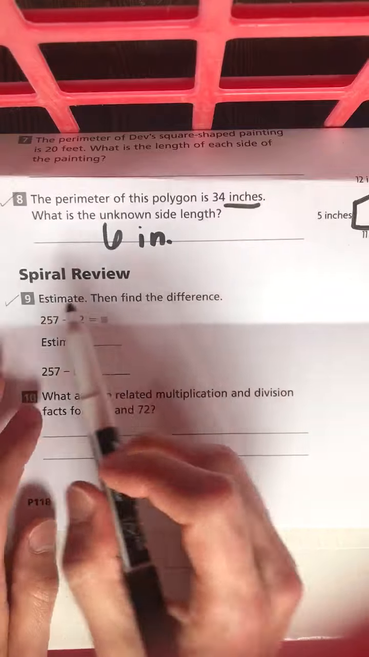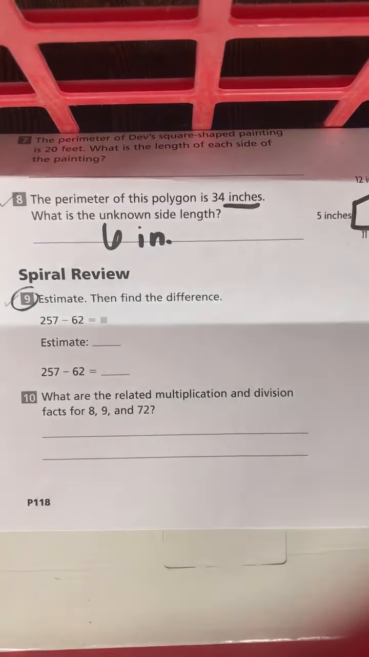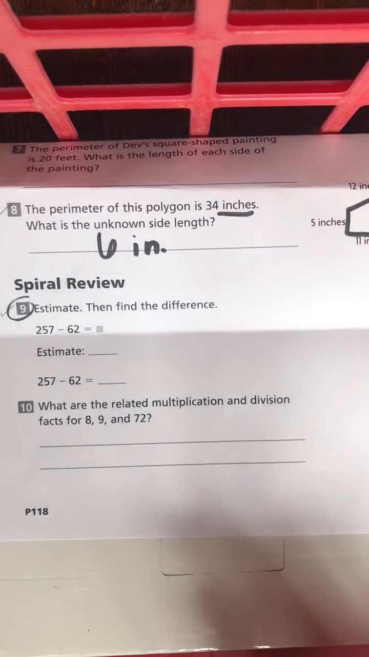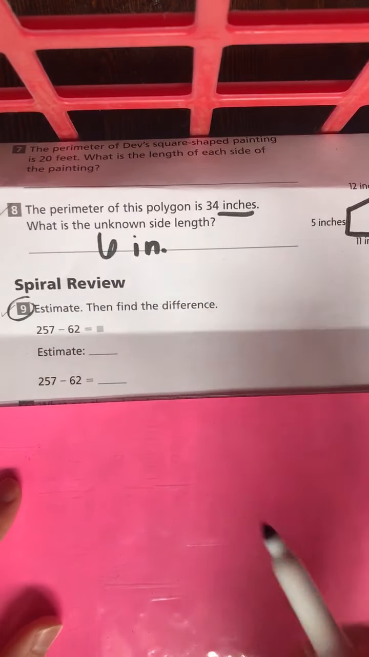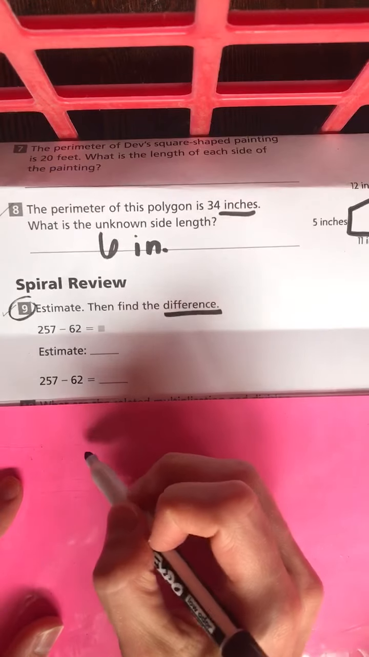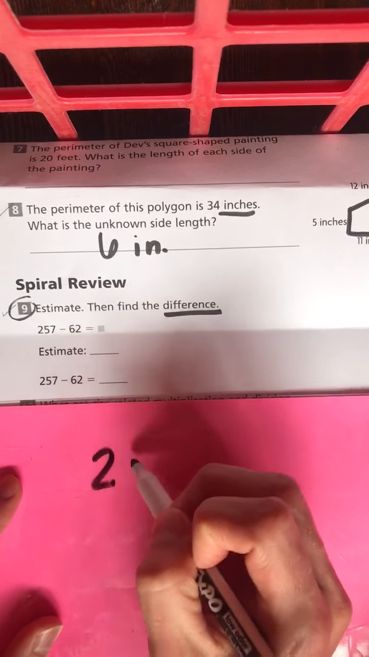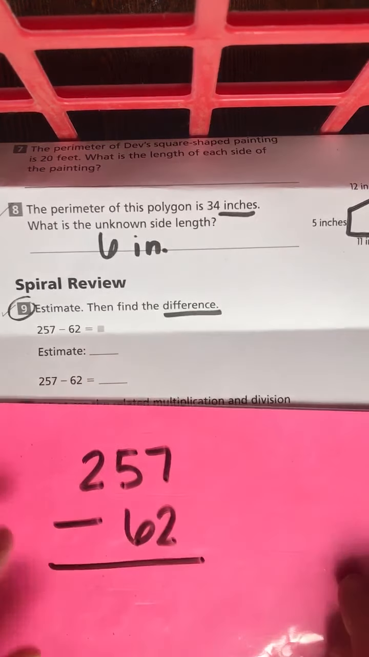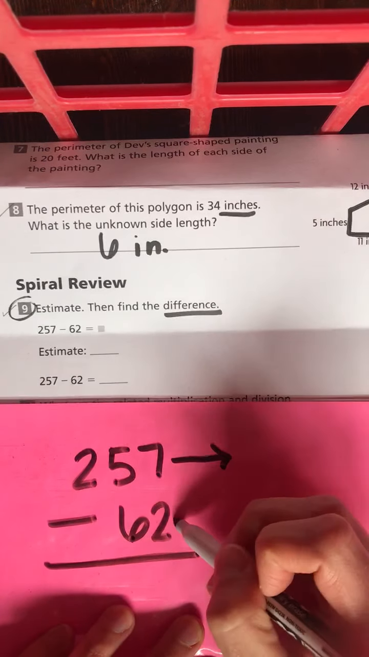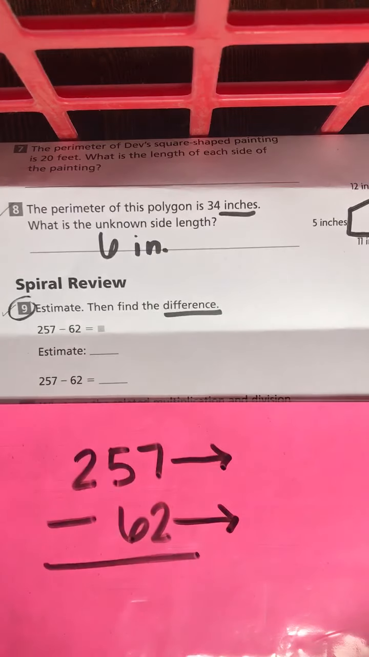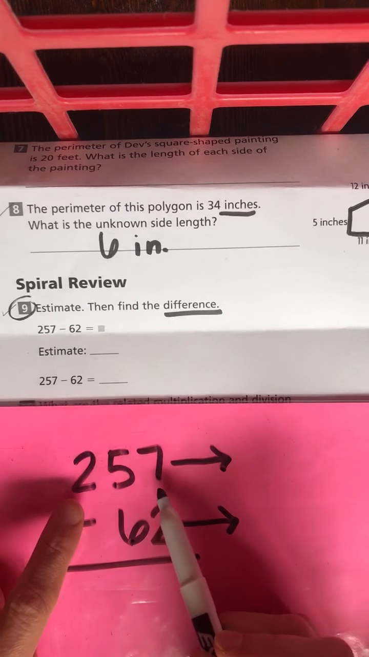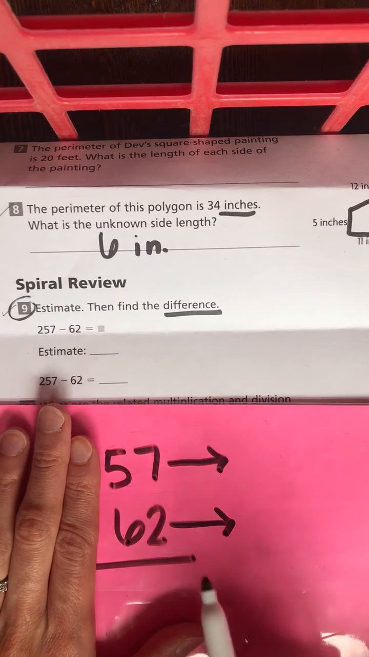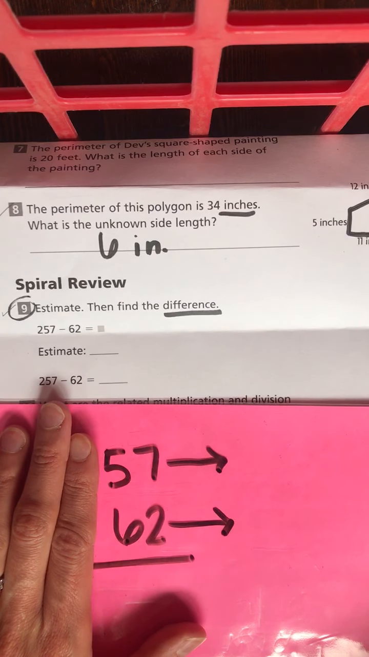The last question that I would like you to work on is number 9. I'll get you set up, and then I'm going to have you solve this mostly on your own, okay? So it says estimate, then find the difference. Difference means subtract. So we're going to estimate first. We have 257 minus 62. Then you're going to estimate or round. So you can choose to either round 257 to the nearest 100, or you can choose to round 257 to the nearest 10.